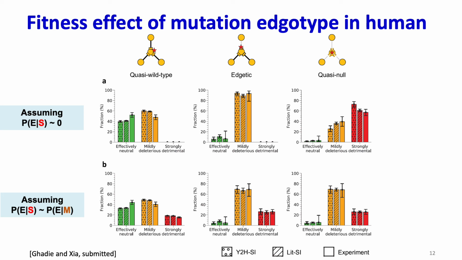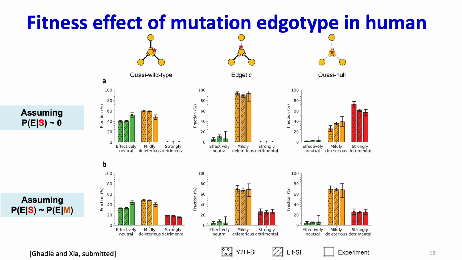We repeated the calculation using experimental mutation edgotyping data by Mark Liddell and colleagues and found that they are broadly consistent as well. We see that quasi-wild type mutations are mostly neutral or mildly deleterious, that the majority of agetic mutations are mildly deleterious, and that a significant portion of quasi-null mutations are strongly detrimental.